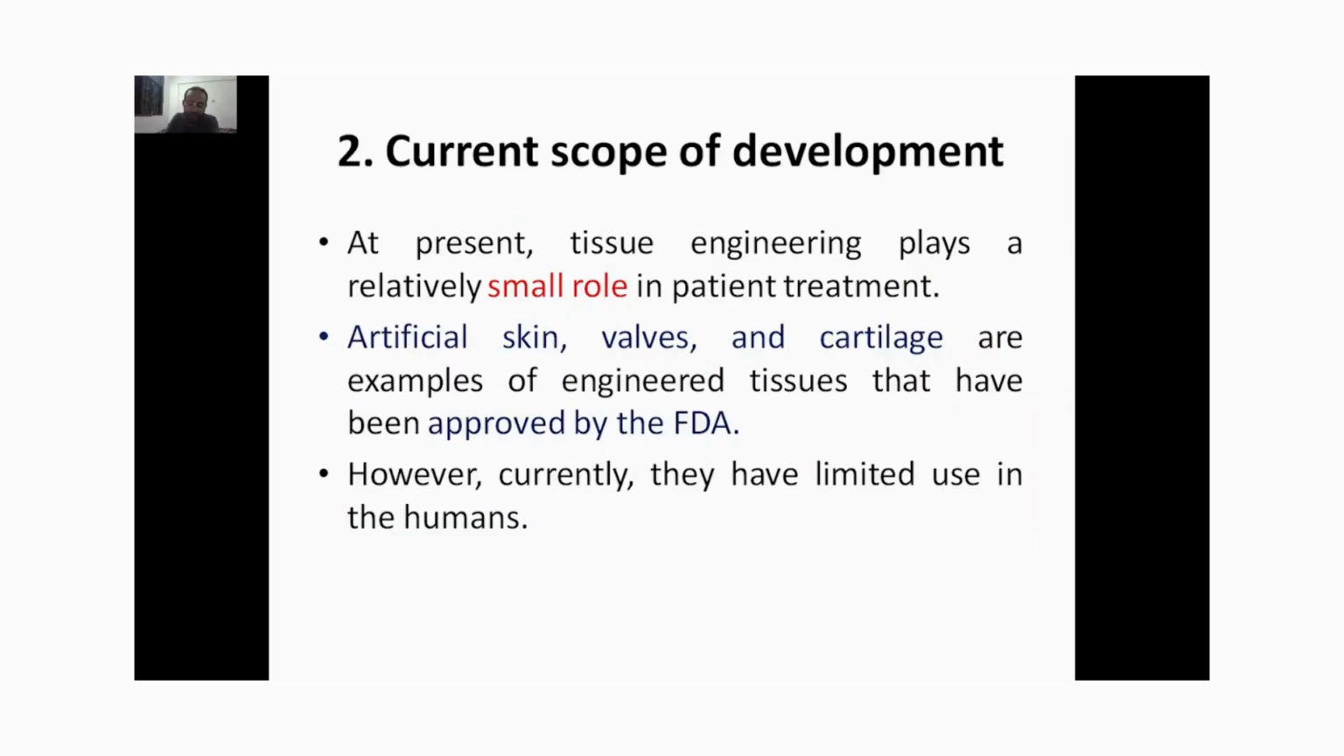So today we are going to discuss the current scope of development of tissue engineering. Previously we discussed the introduction, then traits and the tissue triad, and the next topic is the current scope of development. Current scope of development means where exactly tissue engineering stands as of now, whether it has been used in hospitals to treat patients, or it is still under preclinical or clinical trials.